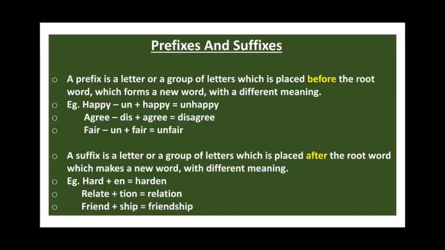Okay children, so what is a suffix? A suffix is a letter or a group of letters which is placed after the root word, which makes a new word with different meaning. For example, the root word hard. So when you add the suffix en, it becomes harden. Similarly, we have relate. So when you add tion, it becomes a new word, that is relation. Next is friend plus ship, which becomes friendship.